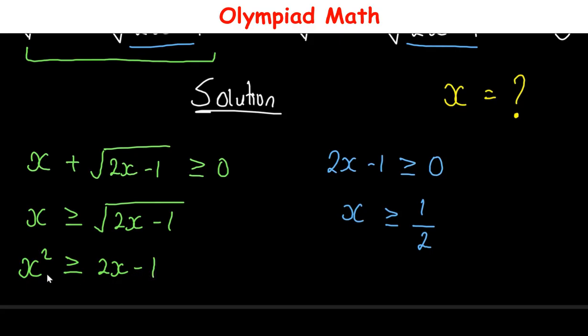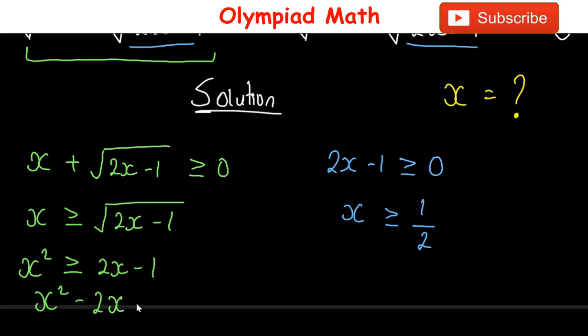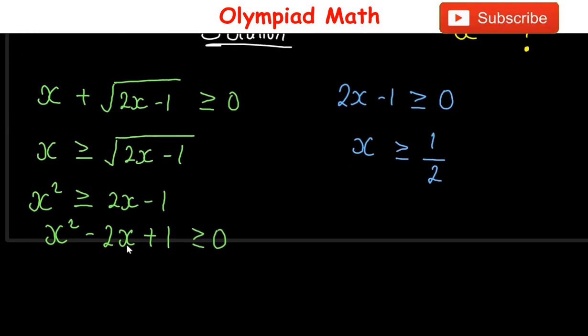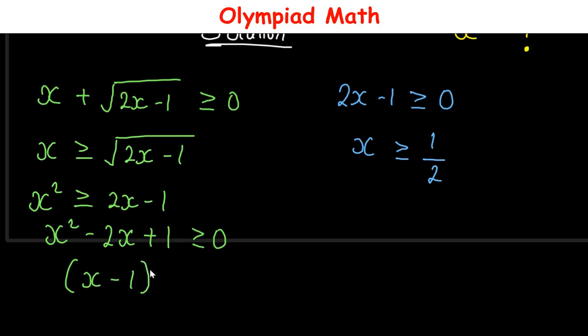And if we then rearrange this, we have x squared minus 2x plus 1 is greater than or equal to 0. And x squared minus 2x plus 1 can be written as, in brackets, x minus 1 all raised to power 2 is greater than or equal to 0.